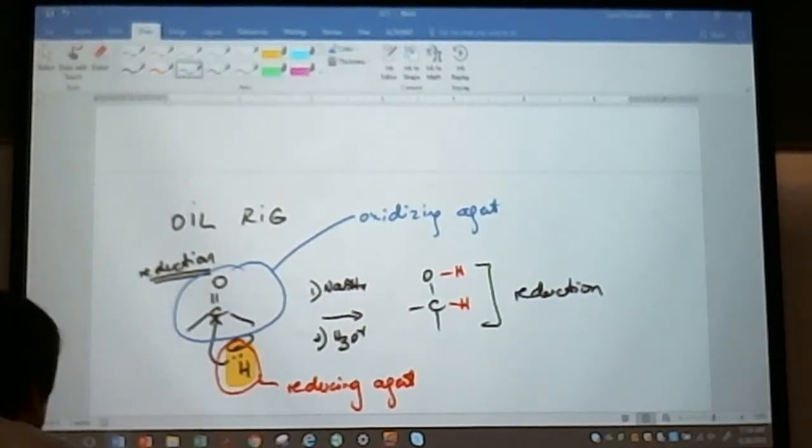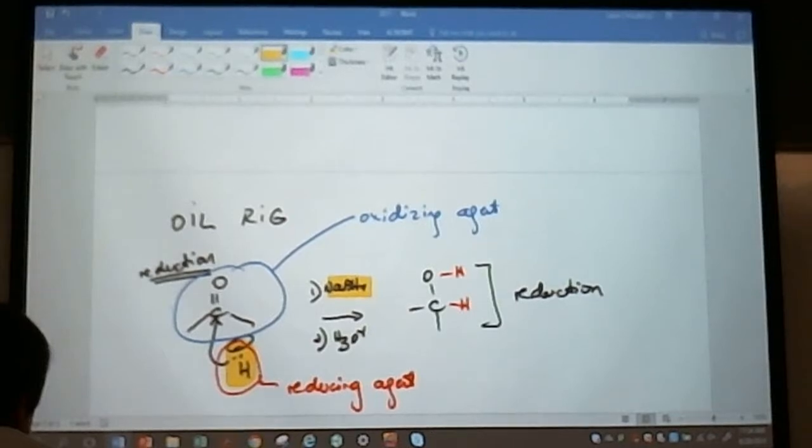Right? This is always a redox reaction. Something is being reduced because something has been oxidized. And each of them is causing the other partner to be reduced or oxidized. So I can recognize this to be a reduction because I'm adding hydrogen. Or I can recognize this being a reduction because this is a reducing agent.